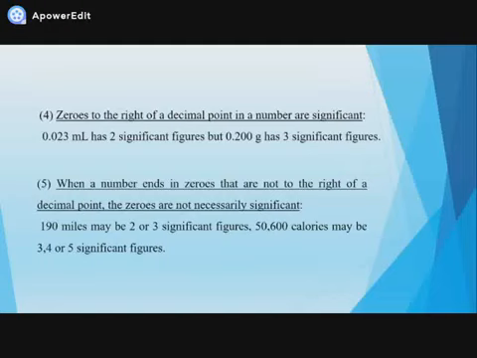The last rule is number 5. When a number ends in zeros that are not to the right of a decimal point, the zeros are not necessarily significant. For example, 190 miles may be 2 or 3 significant figures and 50,600 calories may be 3, 4 or 5 significant figures.